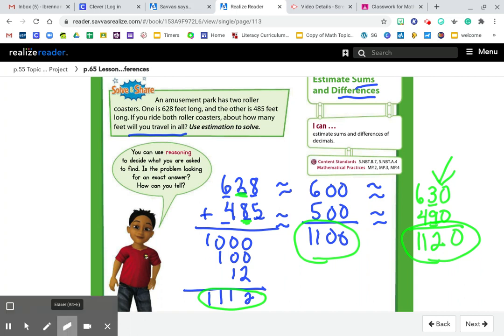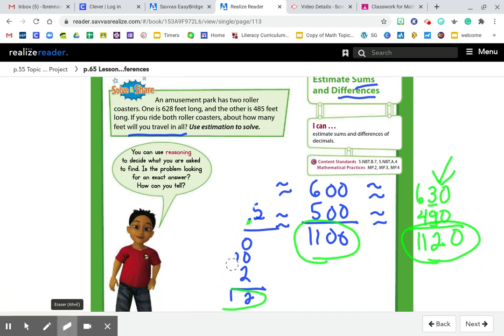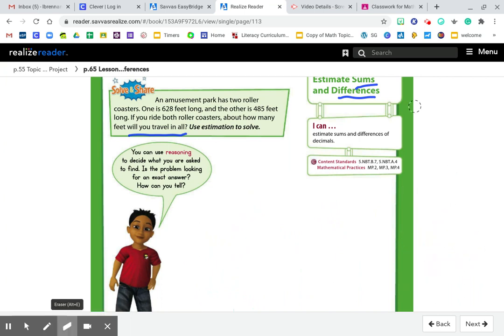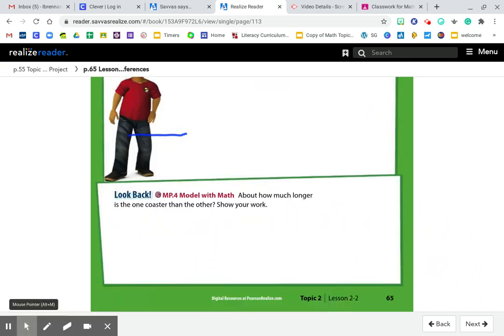So let's see what we got. There's a lot of different ways you could solve that. You don't want to get too large. You don't want to say 1,000 plus 1,000 is 2,000. That's going way off. When you round, you want to get as close to the actual answer as you can. You want to have a logical answer.